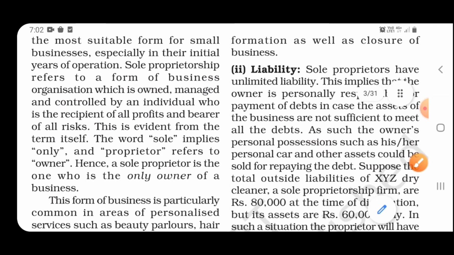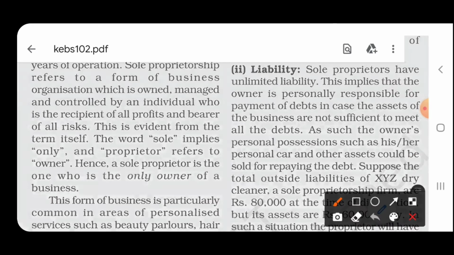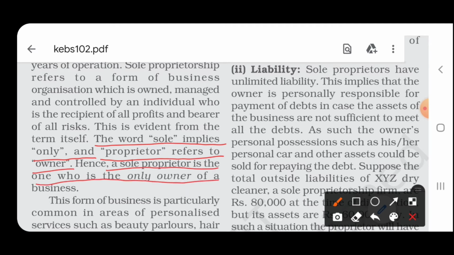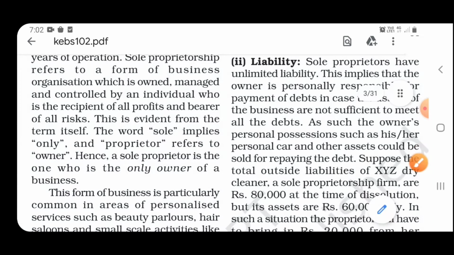Here this is evident from the word itself. The word sole implies only and proprietor refers to owner. Hence a sole proprietor is the one who is the only owner of a business. The only owner means that he is the only person who is handling the business activities.